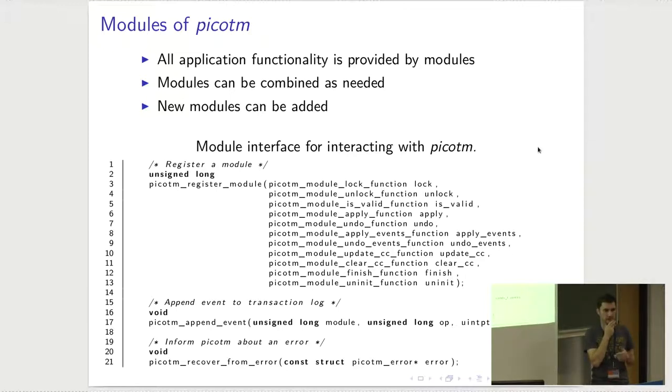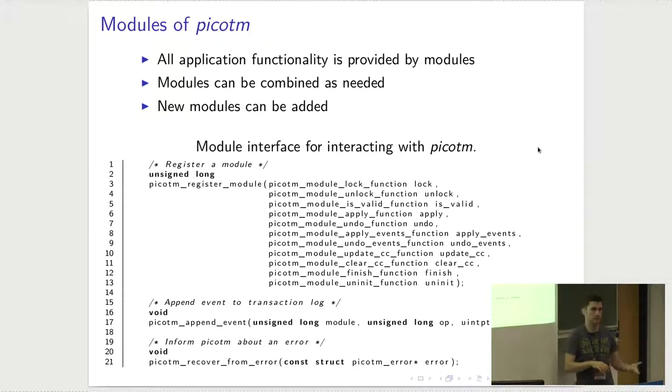So in the case of, let's say, a transactional malloc, when it first runs on a thread, it needs to register the module. It needs to be done only once per thread. And it would hand in a function pointer for undoing any effects that a malloc had, basically freeing the memory that was allocated by malloc. Next, malloc TX would actually allocate memory from the system's allocator. And if that succeeds, append an event to the transaction log and return the allocated memory.